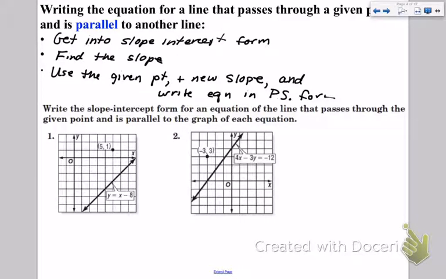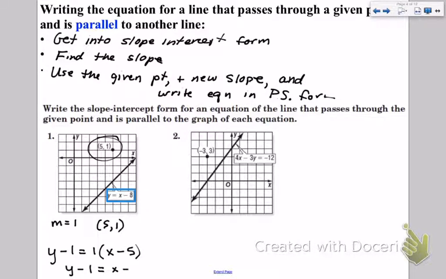So if we look at our first example, we have our equation. We need to find out what the slope is. So because x is by itself, that means the slope is 1. Parallel lines have the same slope, so that's the slope we're going to use. The selected point is at 5, 1. So we're going to use those two pieces of information and write an equation in point slope form. Or we can write y minus 1 equals x minus 5. Either works.